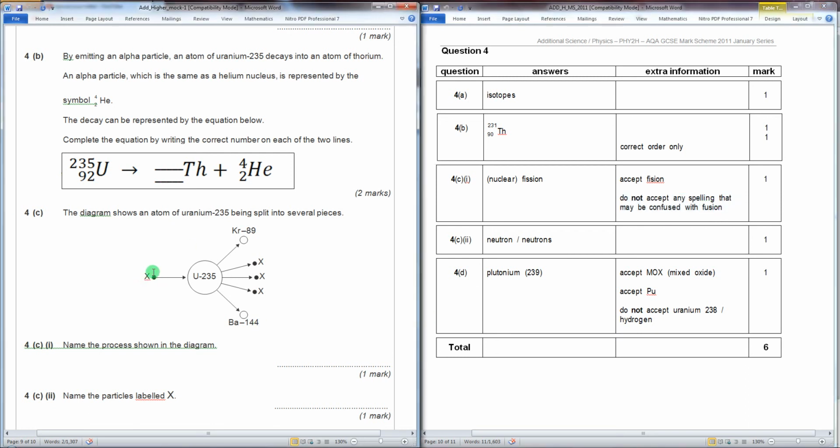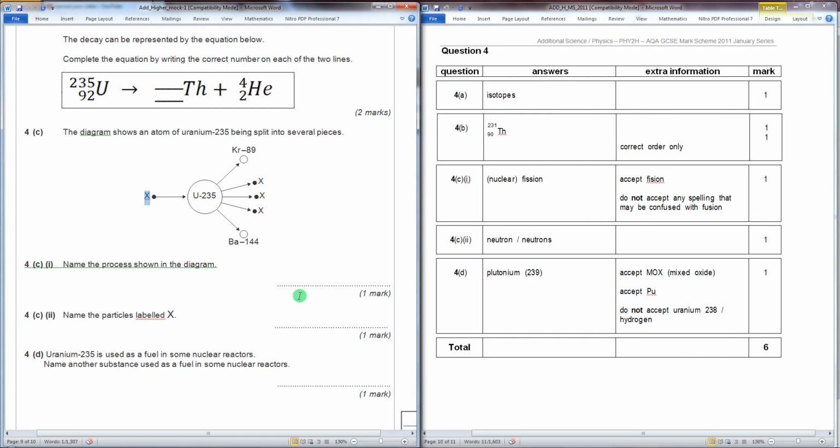The particle's labelled X. Well, again, you just have to remember that in order to set fission off, the uranium needs to absorb a neutron, so that's got to be a neutron coming in, and then it also spits out 2 or 3 neutrons when the fission happens. So those particles labelled X are all neutrons.